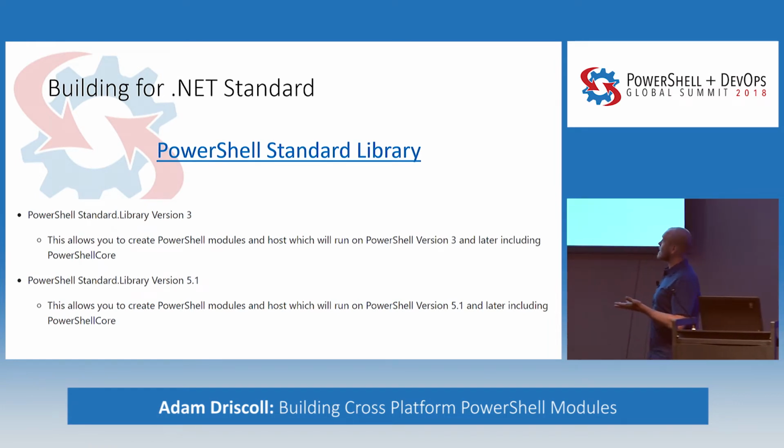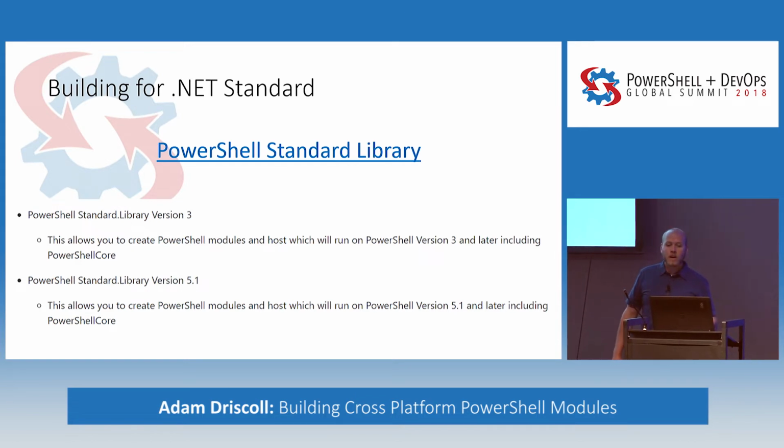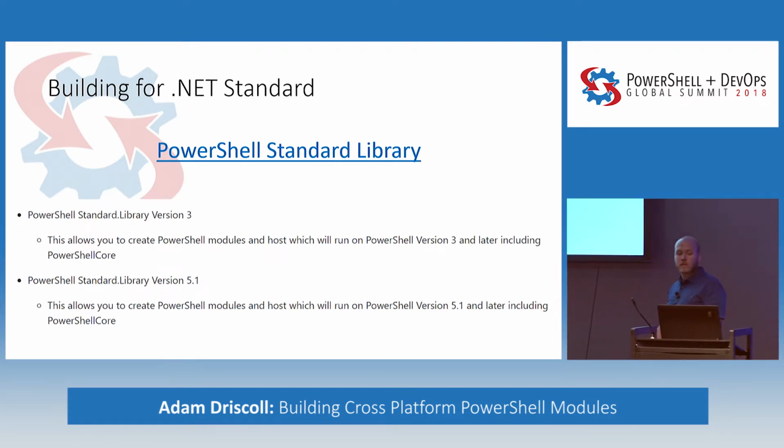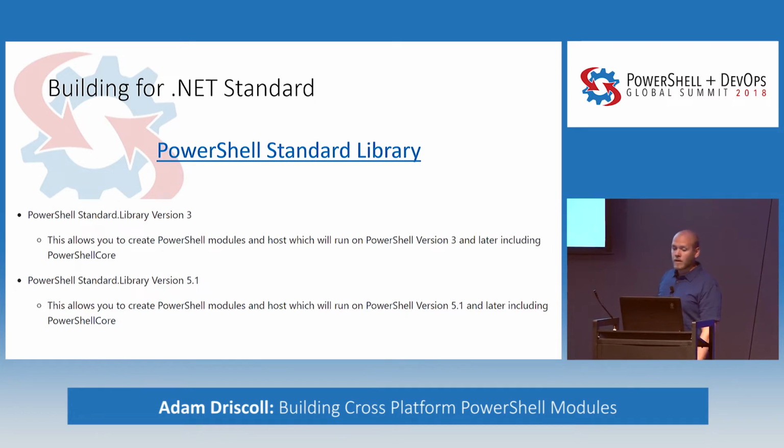Building for .NET Standard, what you're going to do with your binary PowerShell modules is bring down the PowerShell Standard Library NuGet package. That's up on NuGet.org, and there are two versions of it. There's PowerShell Standard Library version 3, and like it says, it's for anything version 3 and up. And then there's PowerShell Standard Library version 5, which works with 5.1 and up.